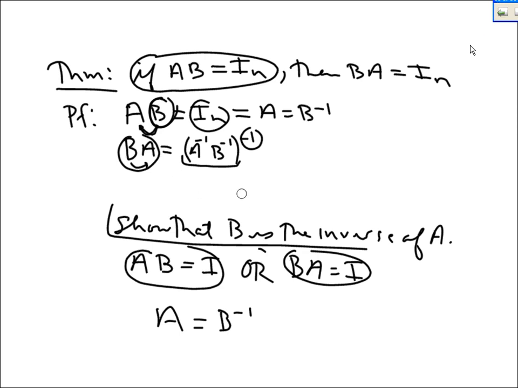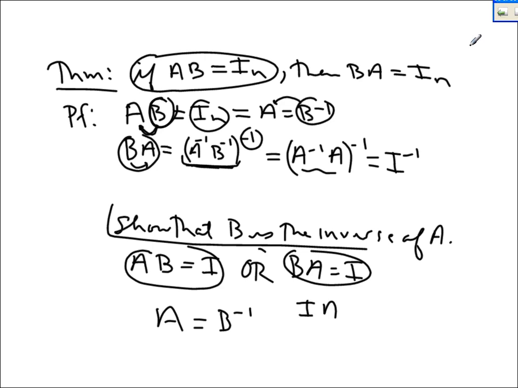Okay. But remember, B inverse is A. So I'm going to rewrite this, except for B inverse, I'll write A. A inverse times B inverse, inverse. A inverse times A is identity. And the inverse of the identity is the identity. Remember, I times anything gives you back the anything.